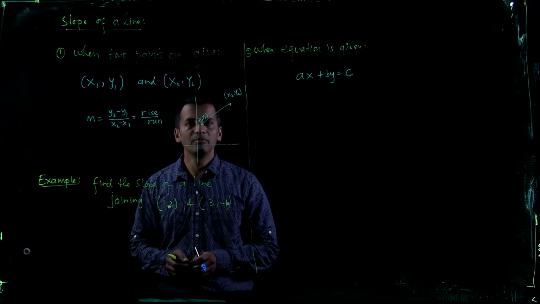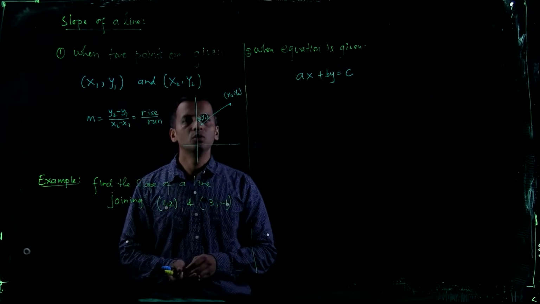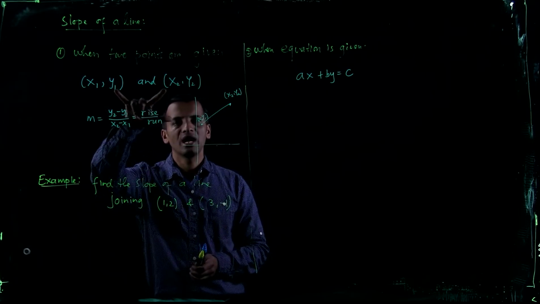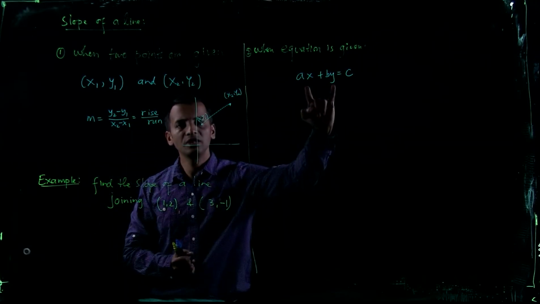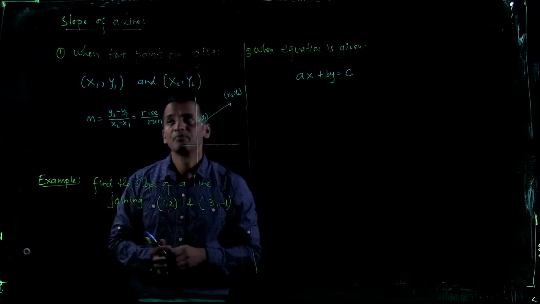Hi, in this video I'm going to show you how to find the slope of a line in two different cases. The first case is when two points are given, and the other case is when an equation is given. Let's focus on the first one first.